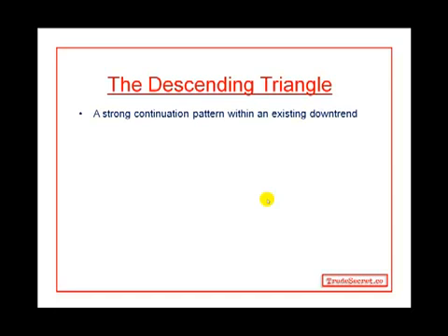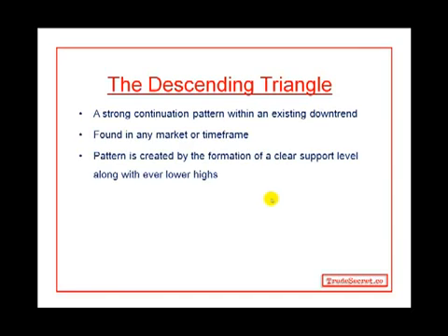What is the descending triangle? It's a strong continuation pattern within an existing downtrend, and obviously it's the opposite to its brother, the ascending triangle. It's found at any market or time frame, and the pattern is created by a formation of a clear support level along with ever lower highs.